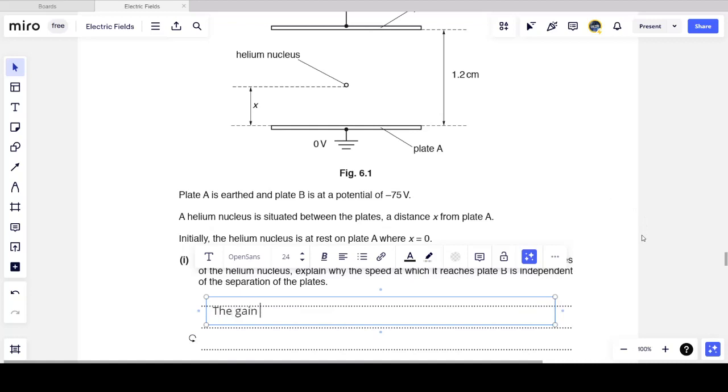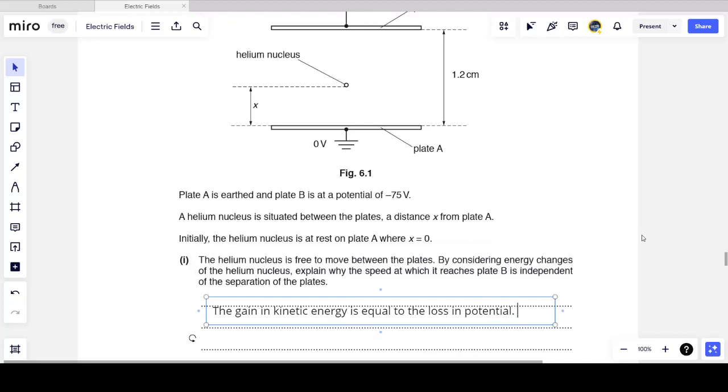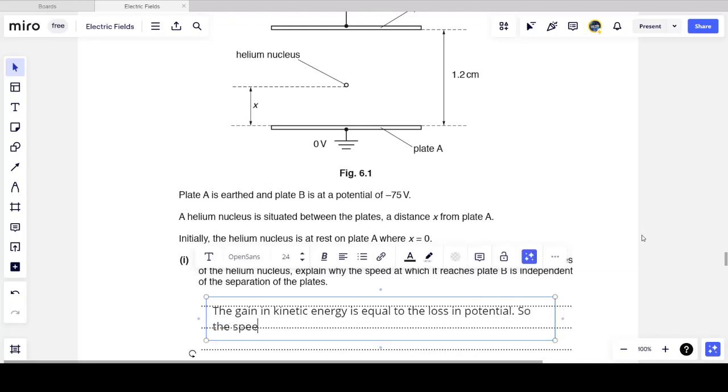Now the gain in kinetic energy as the particle moves from plate A to B is obviously equal to the loss in potential energy. The potential energy will push the charge away towards the negative plate, or it will be pulled towards the negative plate, either way. And so the speed is independent of the separation. But I haven't actually said how, so I've left this part for last.